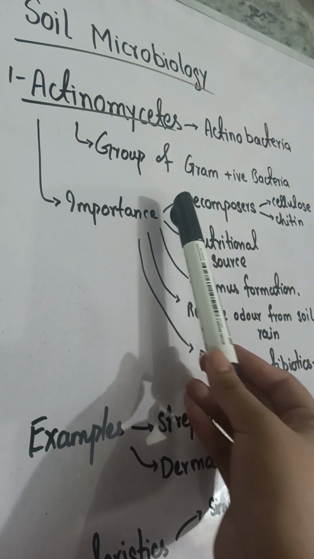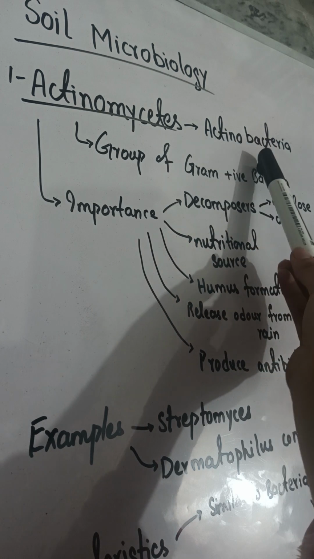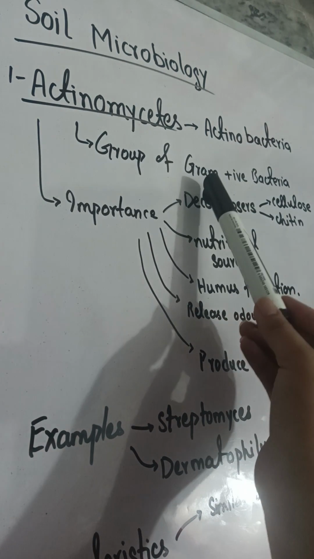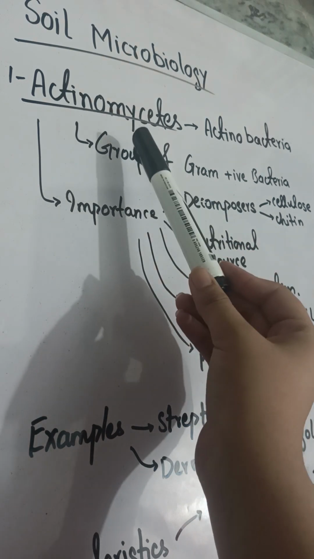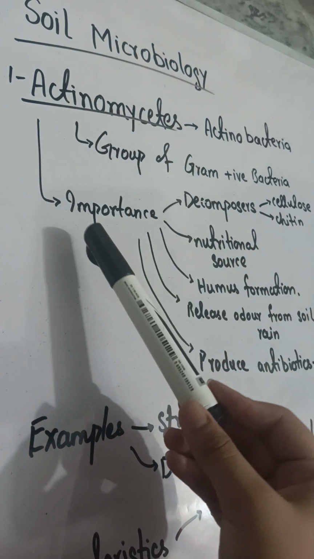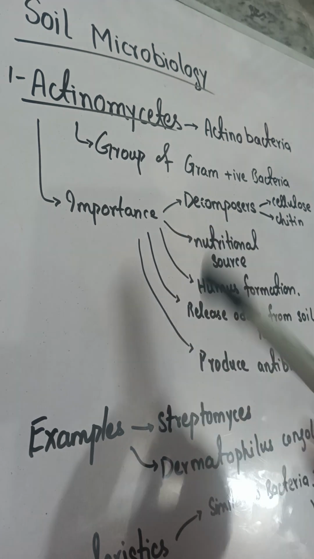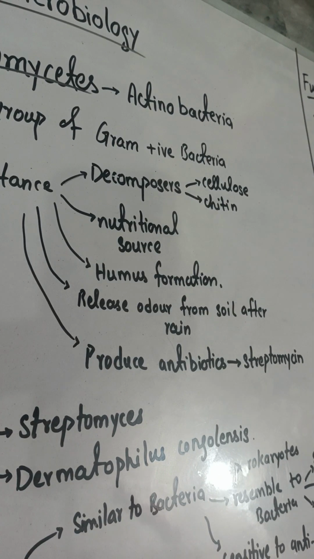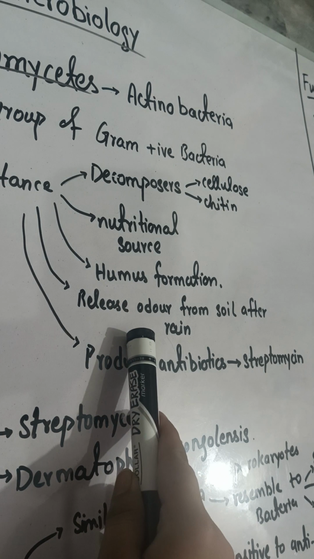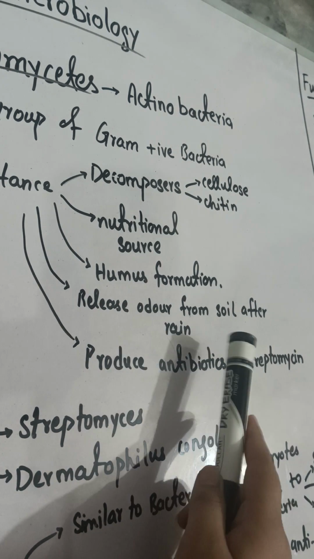The actinomycetes are present. They are actually actinobacteria, a group of gram positive bacteria. So it is a type of bacteria, not a fungi. Okay, so what is their importance? First, they are mostly important as decomposers. They decompose cellulose and chitin. They are nutritionally important. They help in humus formation and release a very beautiful and pleasant odor from the soil after the rain.